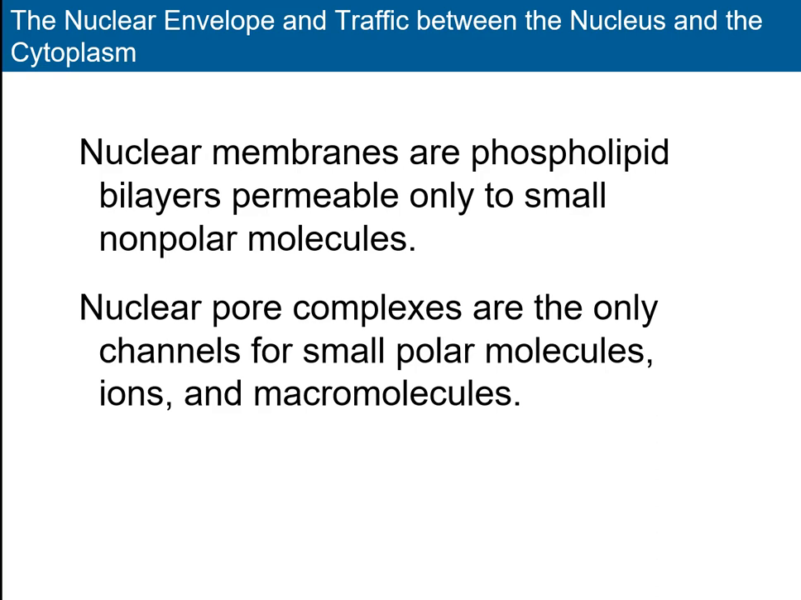Okay, so nuclear membranes, just like the plasma membrane, like I mentioned, are phospholipid bilayers. They are permeable only to small non-polar molecules, okay? Just like any other phospholipid bilayer. And so the pore complexes are the only channels that small polar molecules, right, ions and also macromolecules can move through, right? So if you're talking about transporting an mRNA out, it's going to have to move through those pore complexes, okay? So everything that's moving in and out will go through those pore complexes, with the exception of small non-polar molecules, which would be able to cross that bilayer on their own.